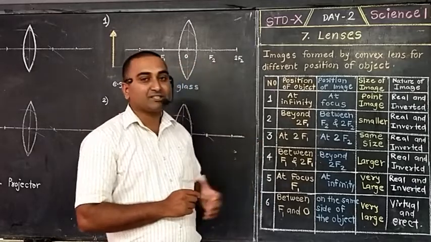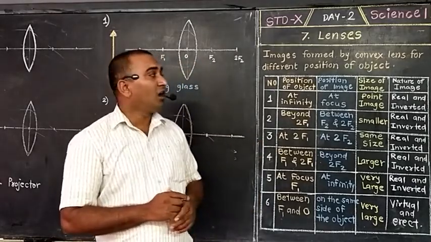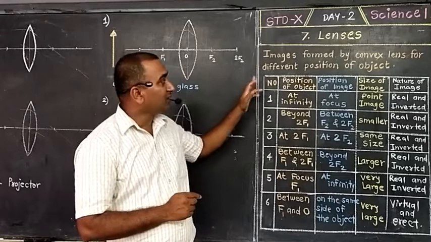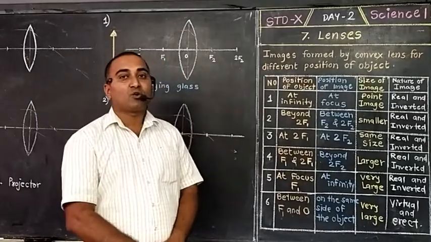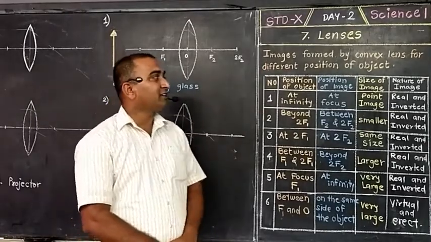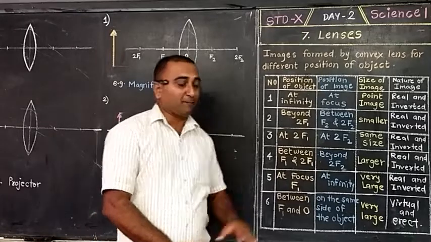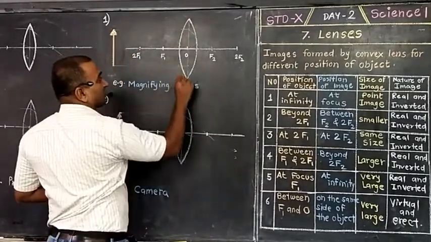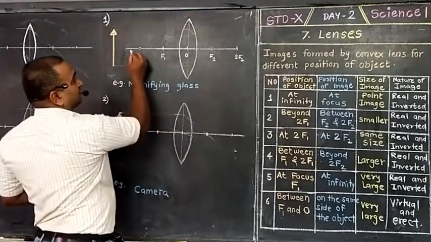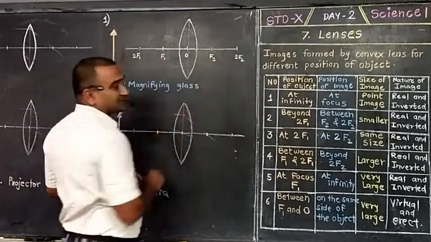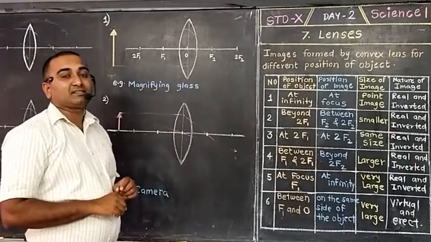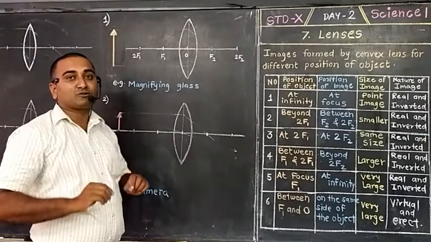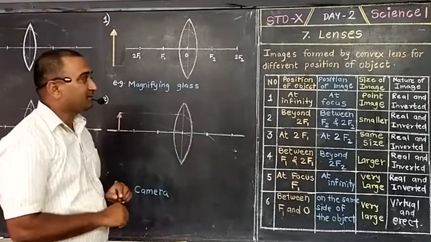Now, within this lecture, we are going to discuss the images formed by a convex lens for different positions of an object. See, this is the convex lens. It is a double convex lens. Then this one is the principal axis. The principal axis is an imaginary line passing through both the centers of curvature.